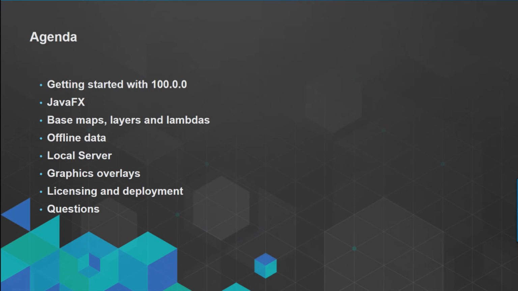We've got some news about local server, which has actually been separated from the Java SDK, so I just need to tell you a little bit about that. And we'll talk about graphics overlays, so if you want to draw very fast rendering points on your screen in a real-time display, we'll take you through an example of that. Then we'll finish off with how to license and deploy your application so you can get it to market and maybe start making some money out of it. And then we'll take questions at the end.